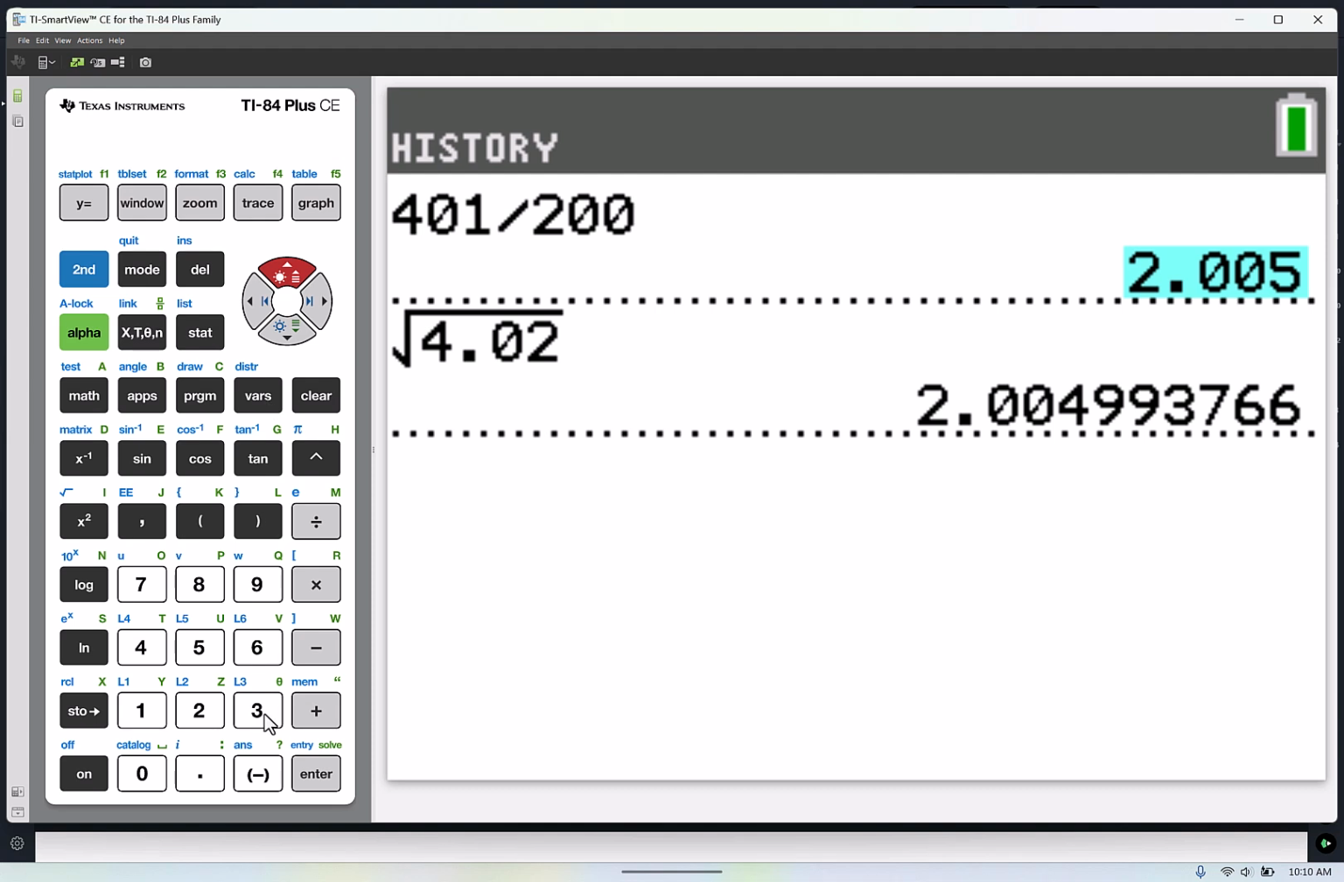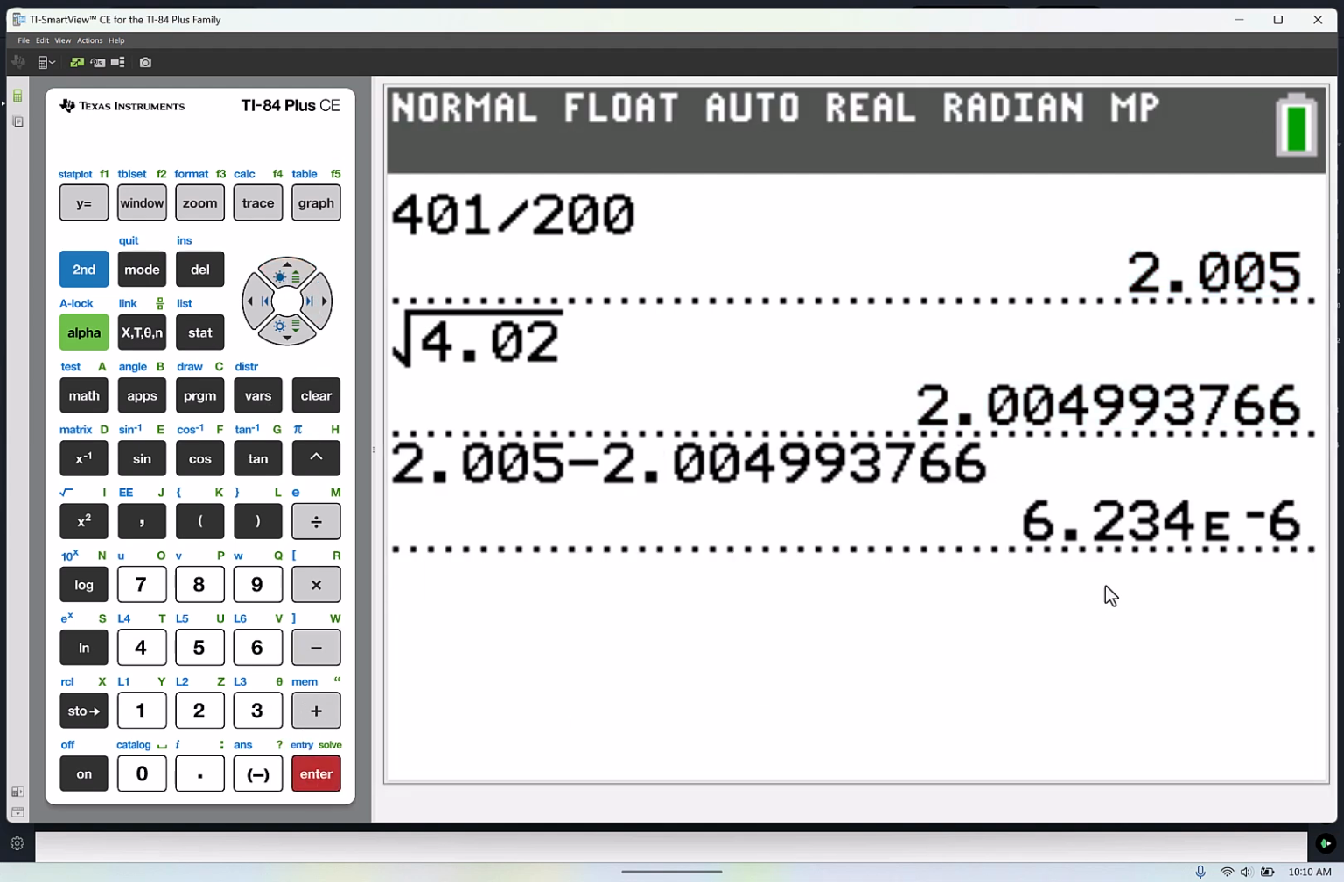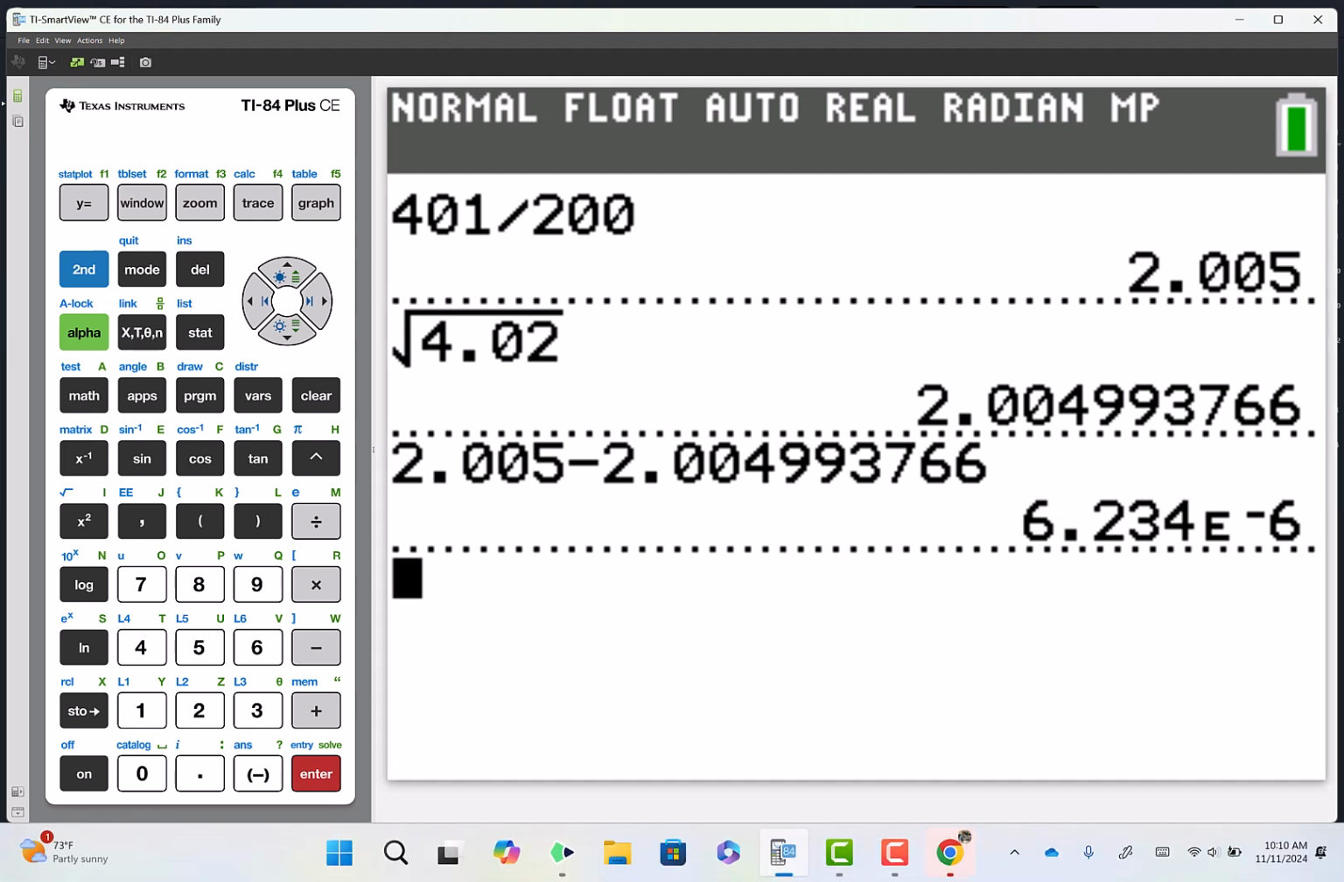Look how close that is. I take this number, I subtract this one, and you are only 0.00000623 away from the actual answer. That's pretty darn close. You don't think that's pretty close? You're not impressed? It's pretty close, guys. It's really close.